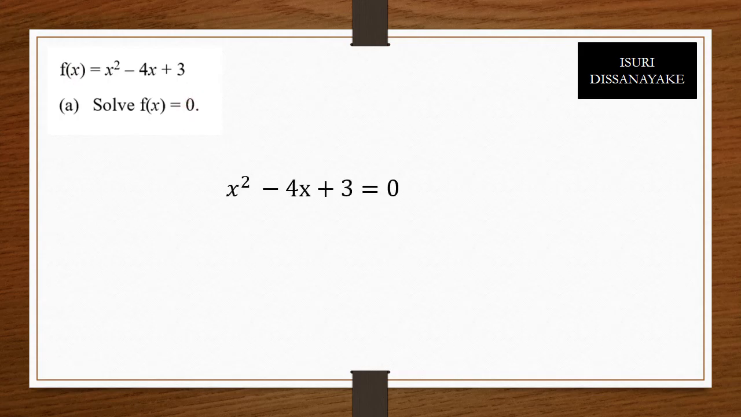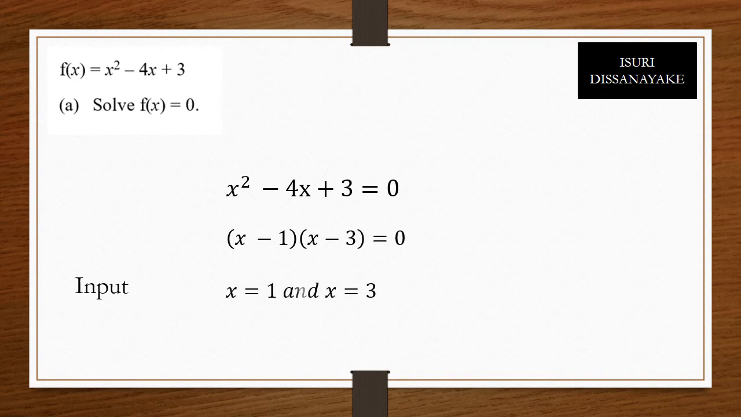When output is equal to 0, we are going to factorize the quadratic equation. And we have the factors x minus 1 and x minus 3. And you are going to solve for it, which is x equals 1 and x equals 3. When you input x equals 1 to this function, output becomes 0. When you input x equals 3 to this function, output becomes 0.